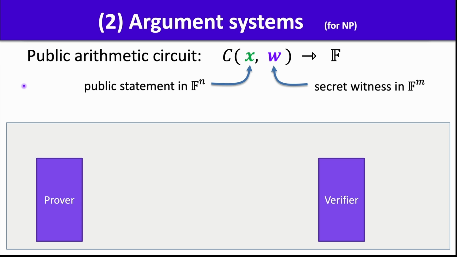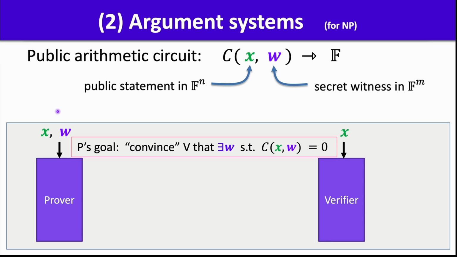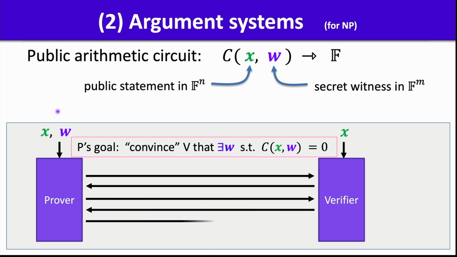Okay, so what is an argument system for the circuit C? Well, again, we have our prover and our verifier. The prover is going to take as input the statement x and the witness w. The verifier will only take the statement x as input. Now, the prover's goal is going to be to convince the verifier that there exists some witness such that C of x, w is equal to 0. You notice the verifier doesn't know the witness, the verifier only knows x, and yet the prover wants to convince the verifier that there is a w that makes C of x, w equal to 0. So the way they'll do it is maybe they'll interact with one another, sending messages back and forth, and finally the verifier is going to say, yes, I believe the statement, or no, I don't believe the statement. Okay, so that's basically what an argument system is.